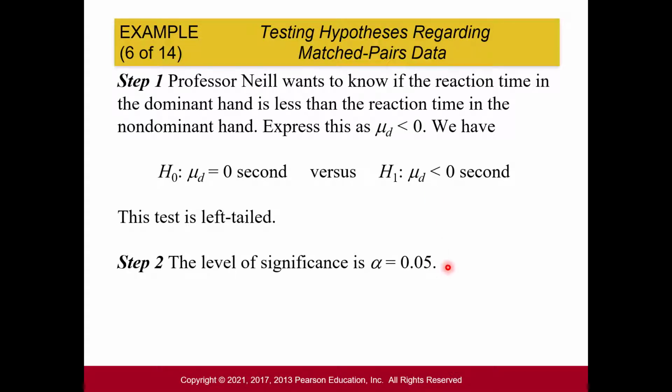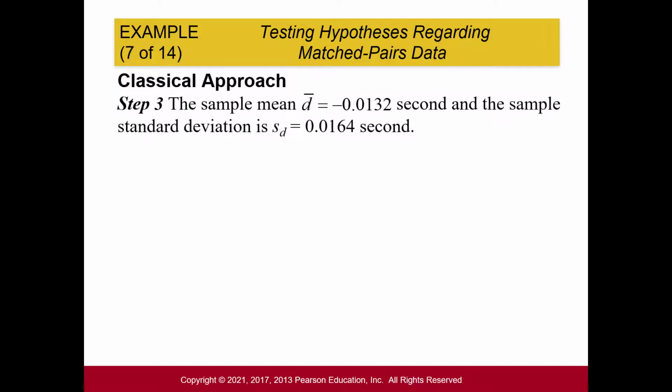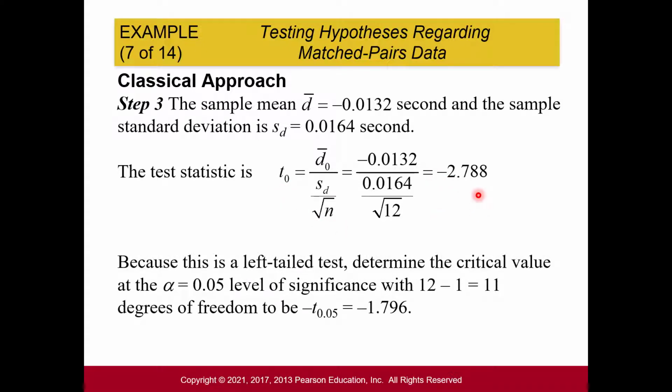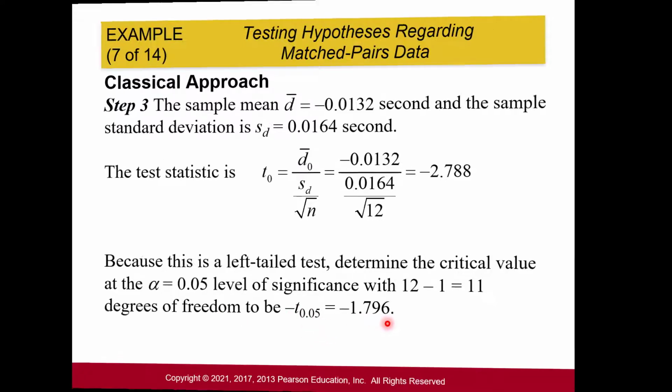Our level of significance was given as 0.05, and then we're going to do the classical approach first. We have our sample mean and standard deviation, and then we plug those into our test statistic formula. So t naught, plugging in our values, is negative 2.788. And now because it's a left-tailed test, we're going to determine our critical value based on our alpha of 0.05 level of significance, and our sample size minus 1, that's our degrees of freedom. And so I'll go to the table real quick and show you that this is going to be negative 1.796.